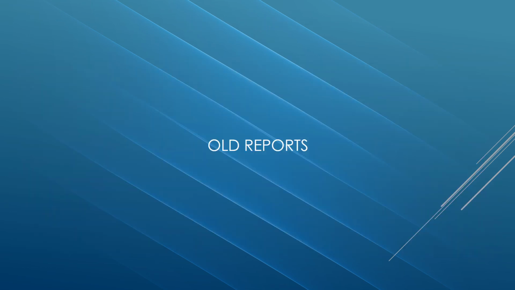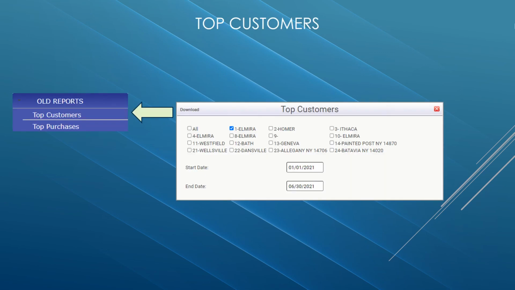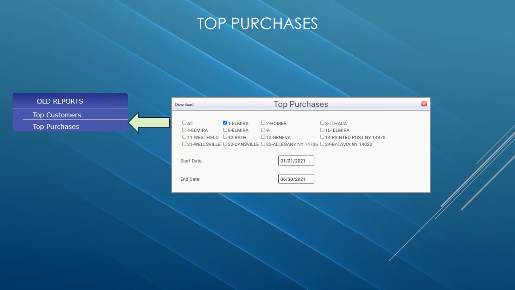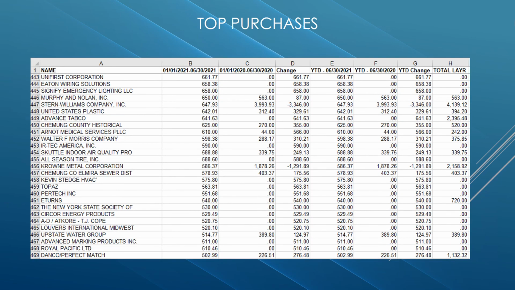And for our last section, we will cover old reports, of which there are only 2. Top Customers is a quick and simple report showing you your customer sales performance. Here is an example report comparing sales for the same time period last year. Top Purchases gives you a simple report on your purchasing by line for a specific time period. And here's what that report looks like.